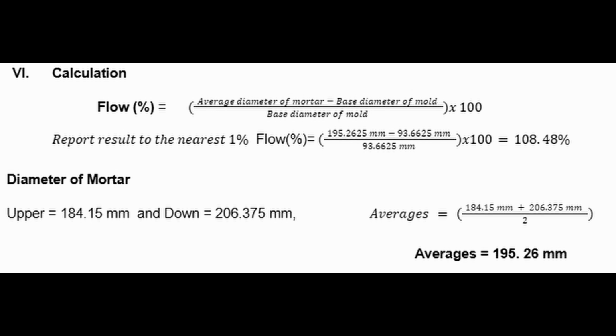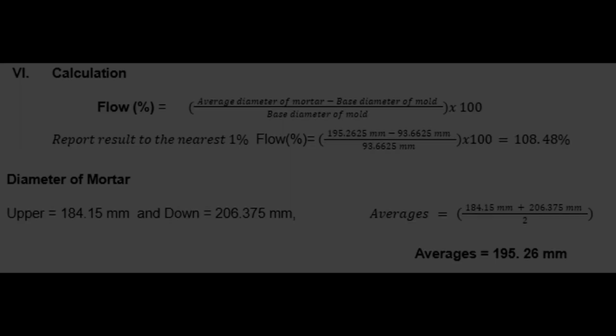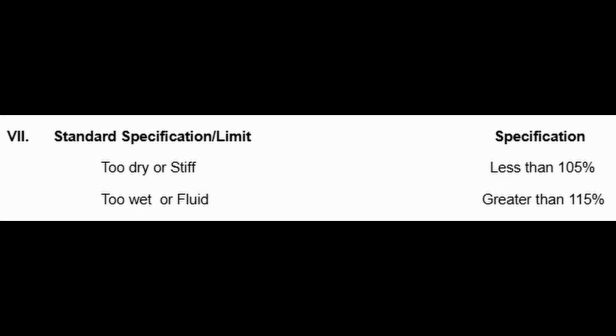Applying it on the formula, we got the value of 108.48%, and our base diameter of mold as 93.6625. For standard specification or limit: if it's too dry or stiff, the specification for that is less than 105%. For too wet or fluid, the specification for that is greater than 115%.